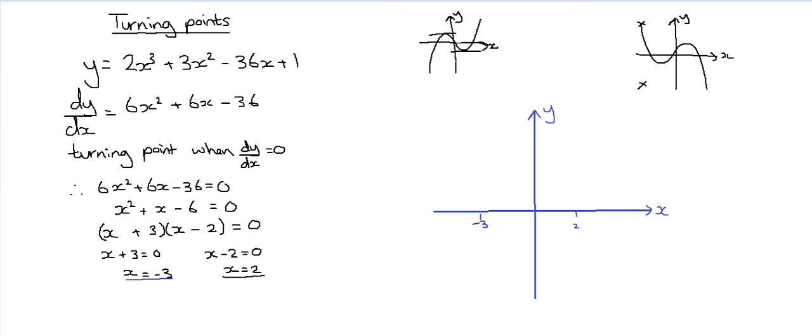So at the moment, we know it's going to turn here. We know it's going to turn here, but where? So we've got to actually find the y coordinate. The only way we're going to do this is subbing it back into our function for y. So we've got 2 lots of minus 3 cubed plus 3 lots of minus 3 squared minus 36 lots of minus 3 plus 1.